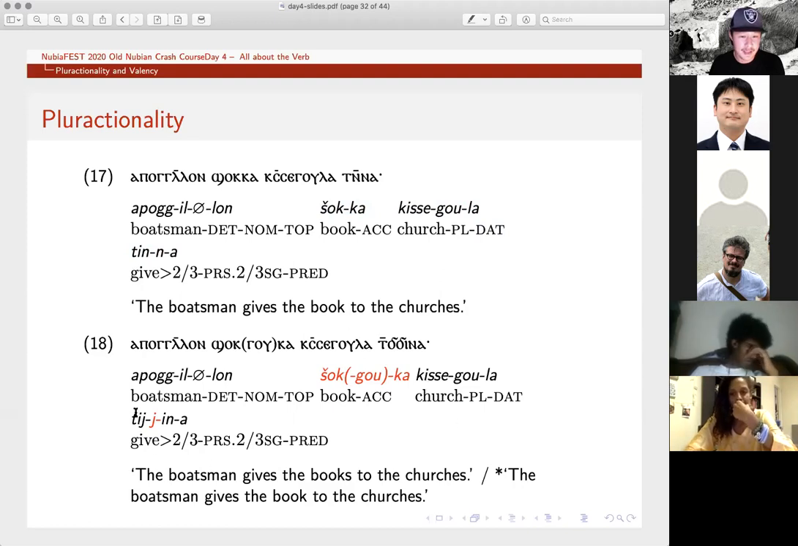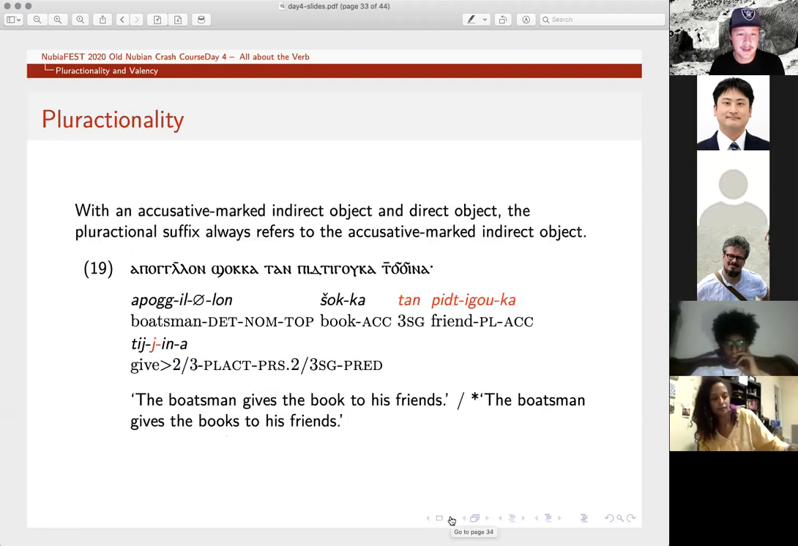Then if we keep this plural, but then also make this plural, then again, we get our pluractional marker here. And then finally, when we have an accusative marked indirect object, namely the indirect object is animate, which is nearly always the case, right? I think that the word church is literally the only inanimate thing to which anything is ever given in an Old Nubian text, which tells you something about these texts.